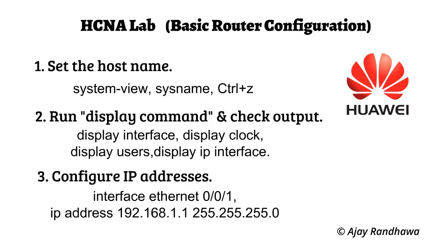Mostly I am doing the practical here, and the first practical is setting a host name. In this I am using system-view, sysname, and Ctrl+Z to return back. In the Huawei simulation I am using the eNSP simulator for Huawei. The second is to run display commands and check the output, and here I check lots of details using the display command. The third one is to configure an IP address, assigning the IP address 192.168.1.1 and a subnet mask to the interface 000/1.